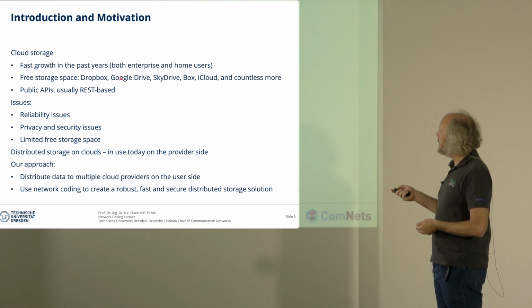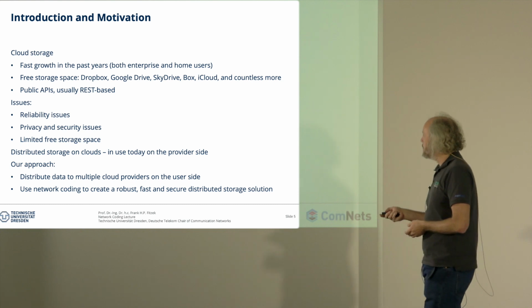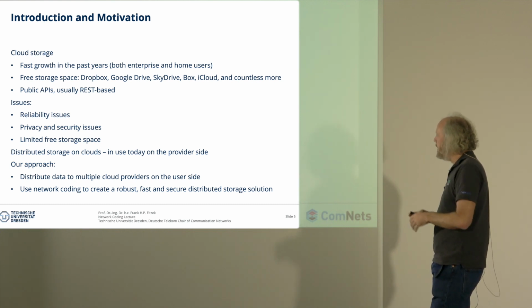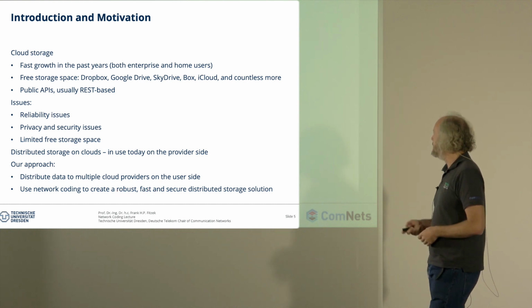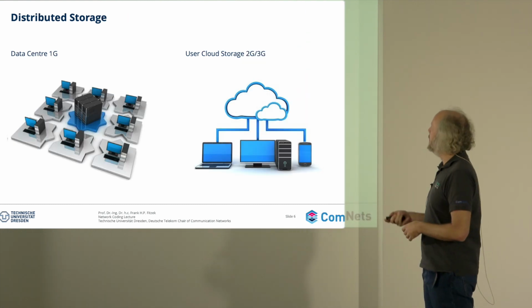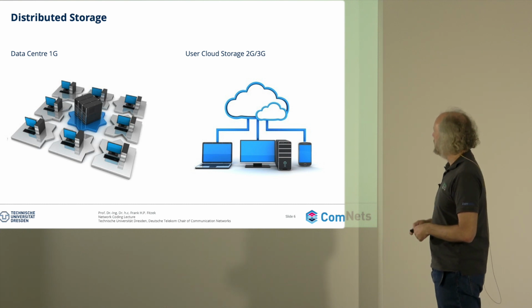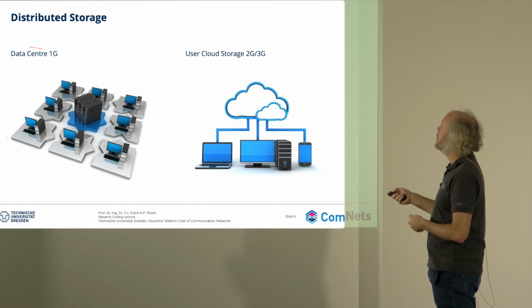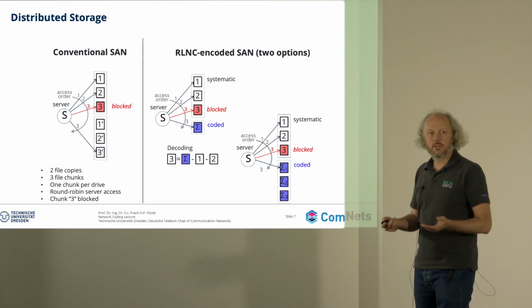So when you have different options, the question is how to distribute the storage on the clouds. And our approach was always to distribute data on multiple cloud providers, right? From the user perspective, we have a tool for this, and we will use network coding to create something that is robust, fast in downloading terms, and secure in storing your data. And there are different things you can look at, something like data centers on the left, or user cloud storage on the right. They're called different generations, nothing to do with the cellular generations here.